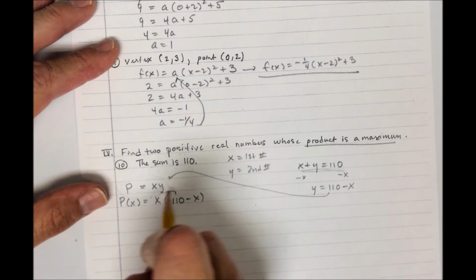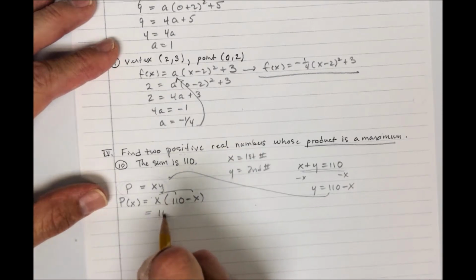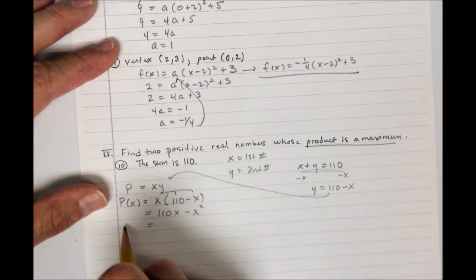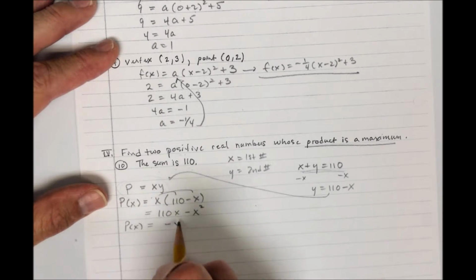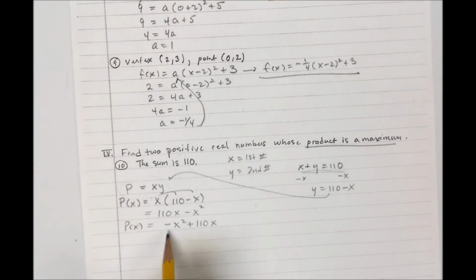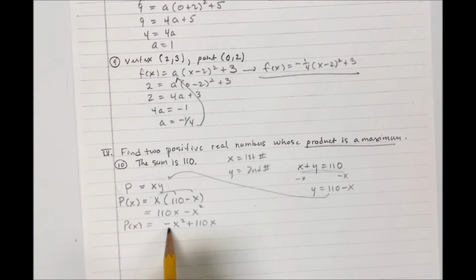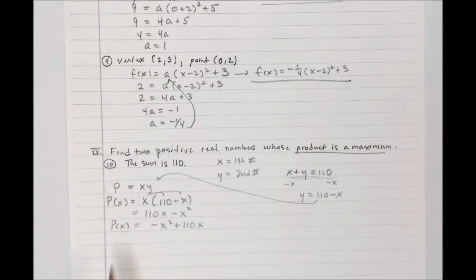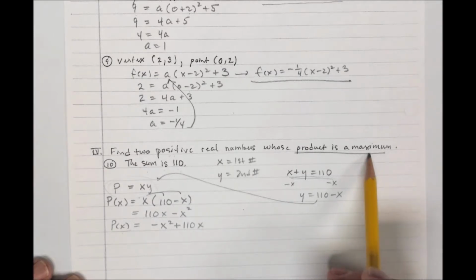I'm going to distribute, and I get 110x minus x squared, which I'm going to rewrite as p of x is equal to the opposite of x squared plus 110x. Now, because the quadratic function has an a value that's negative, the parabola has a maximum point because it's inverted and the vertex is sitting on top of the hill, which means the y value, my product, p for product there, is going to be as big as any point on there, and that's what I'm trying to do, I'm trying to find the maximum.